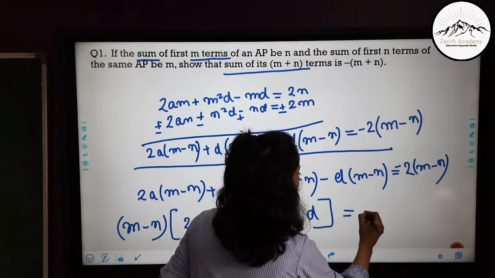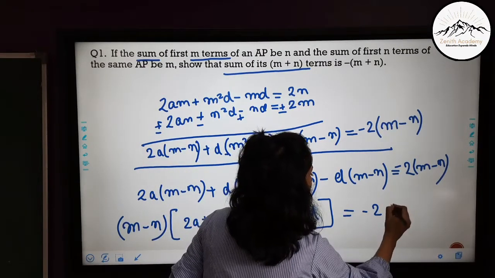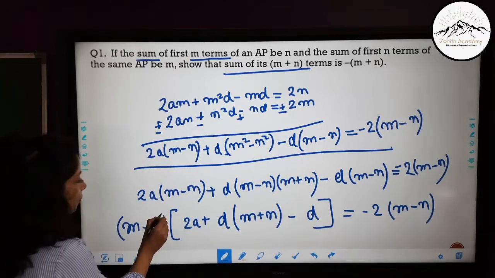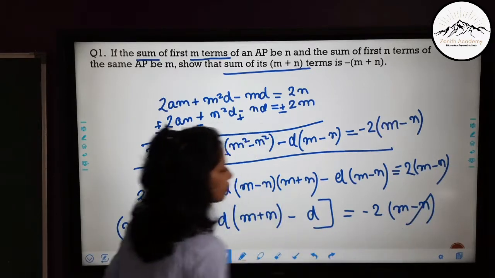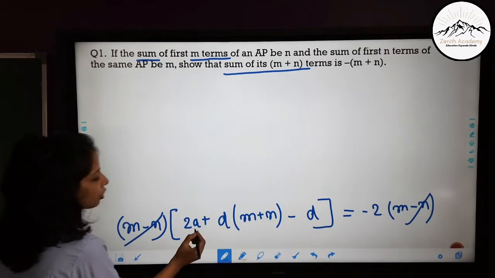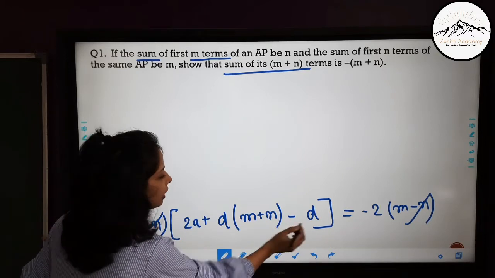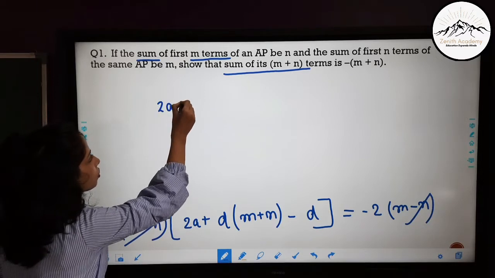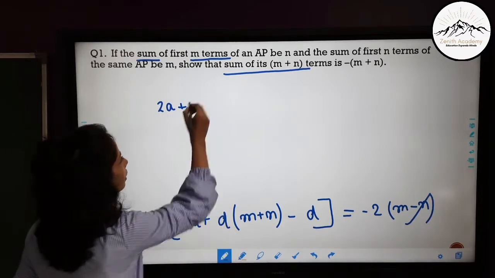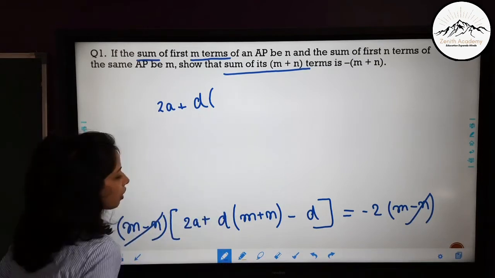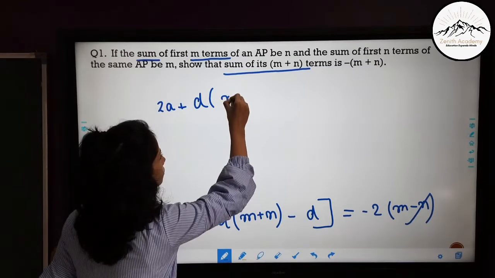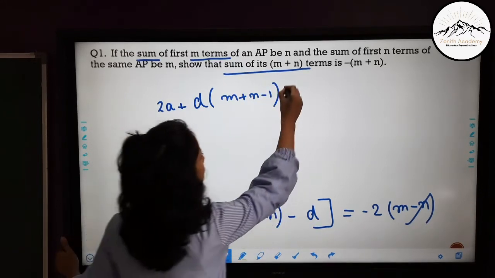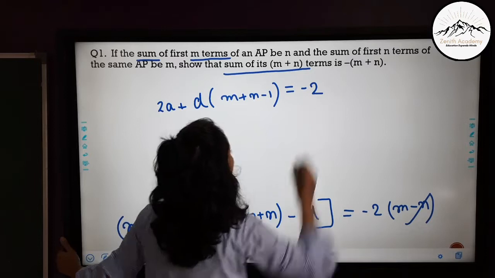is equal to minus 2 m minus n. So m minus n gets cancelled. What is remaining is 2a plus d. D here we can take common again and simplify it. So it will be 2a. So let's take d common. M plus n minus 1 is equal to minus 2.